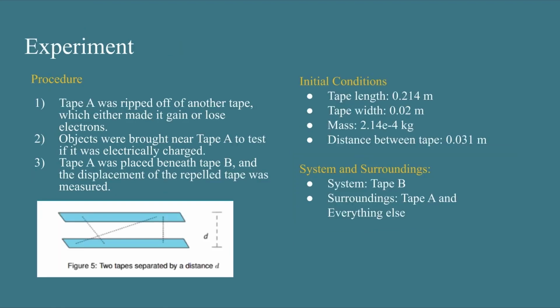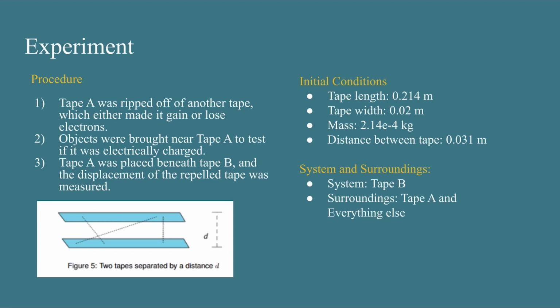In this experiment, two tapes, which we will call tape A and tape B, were ripped off of a base tape that was stuck on my desk, which either made it gain or lose electrons. I then brought objects near tape A to test if it was electrically charged. Next, tape A was placed beneath tape B, and the displacement of the repelled tape was measured.